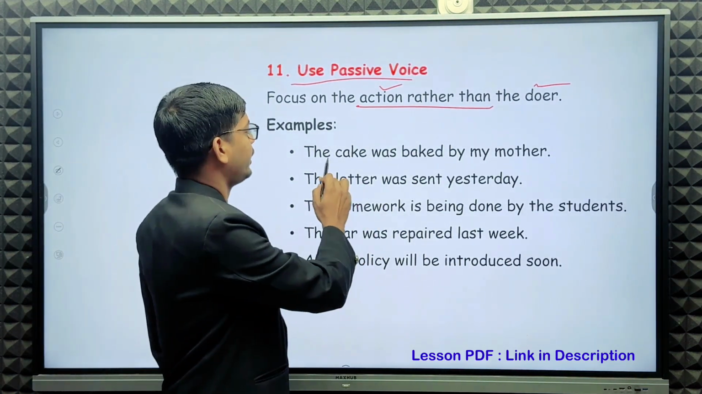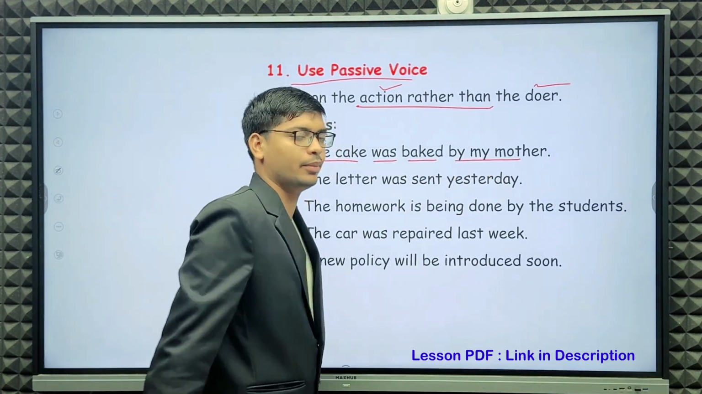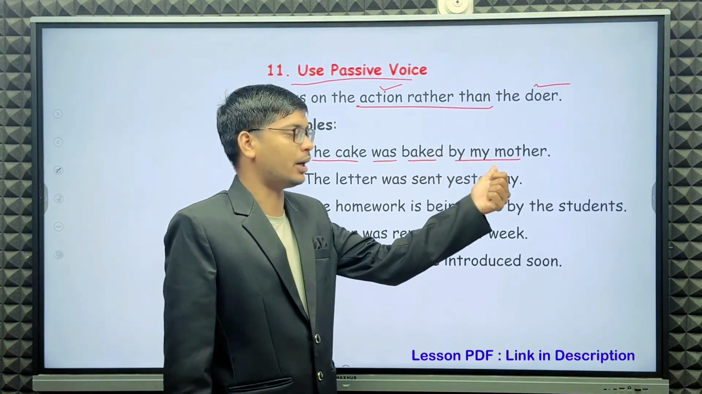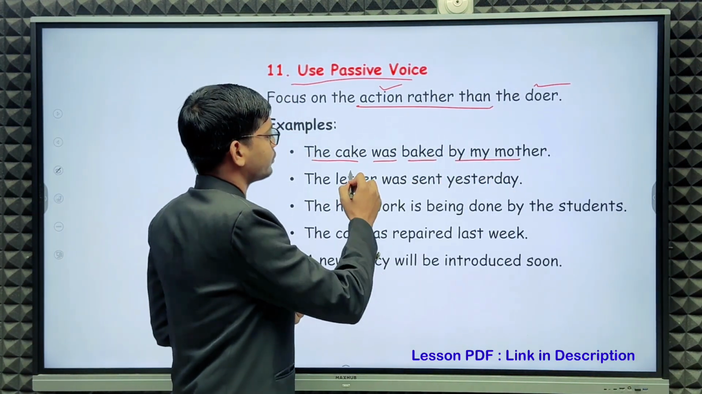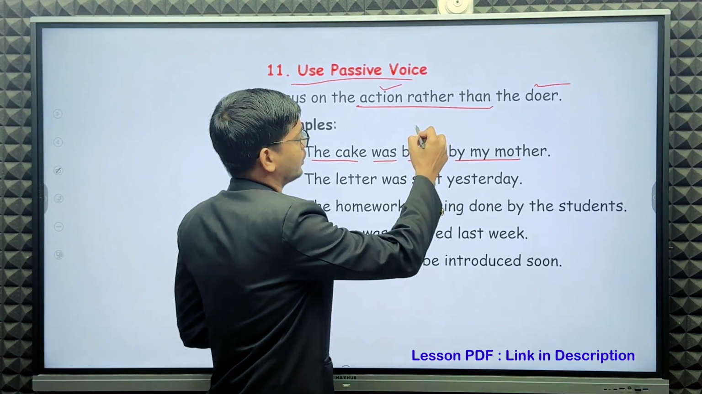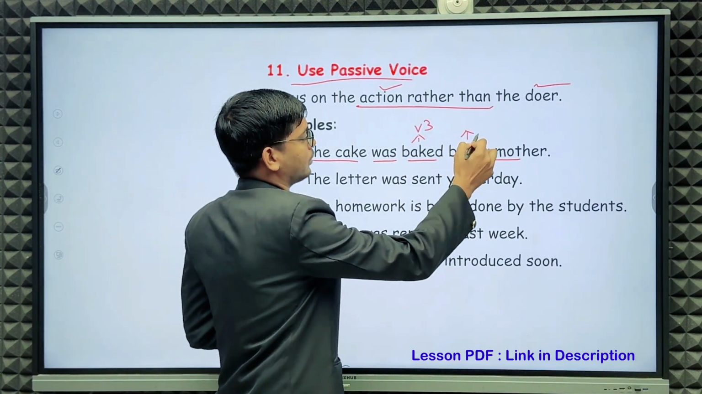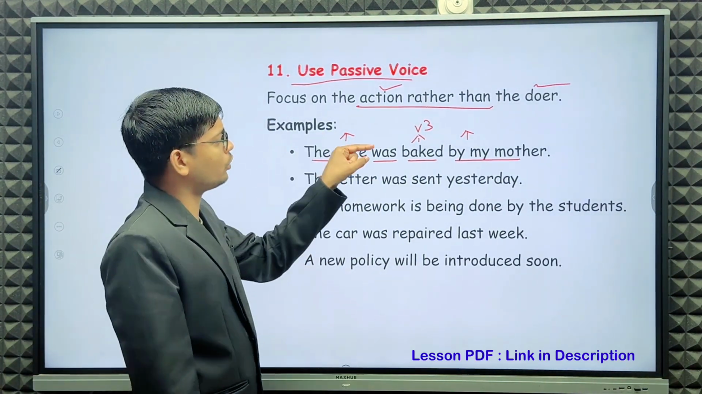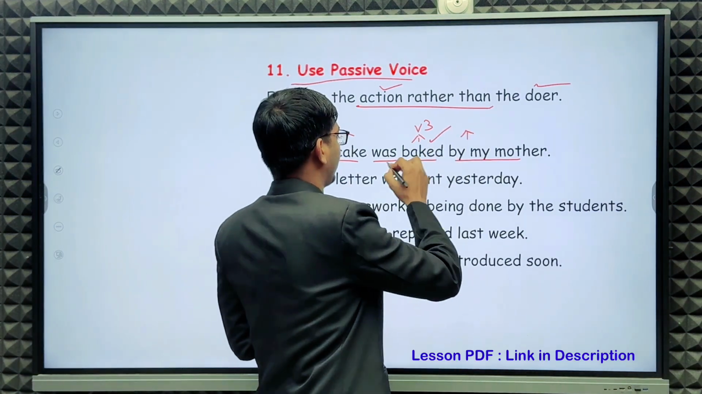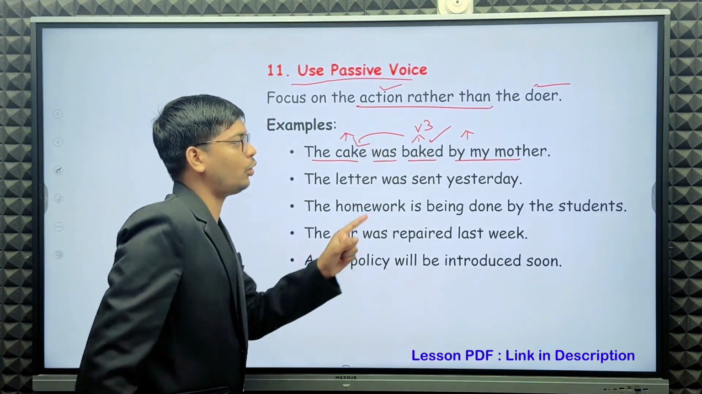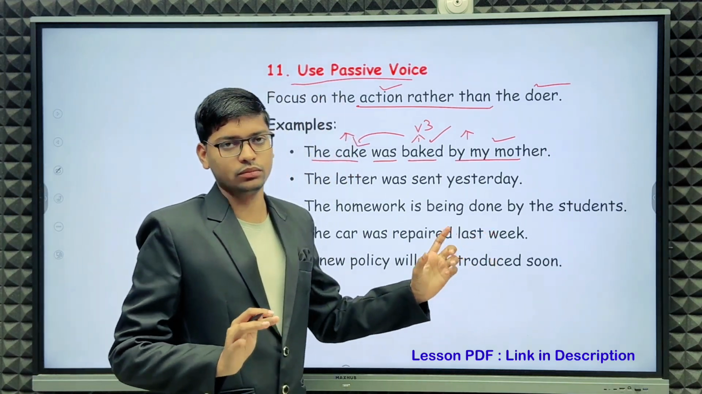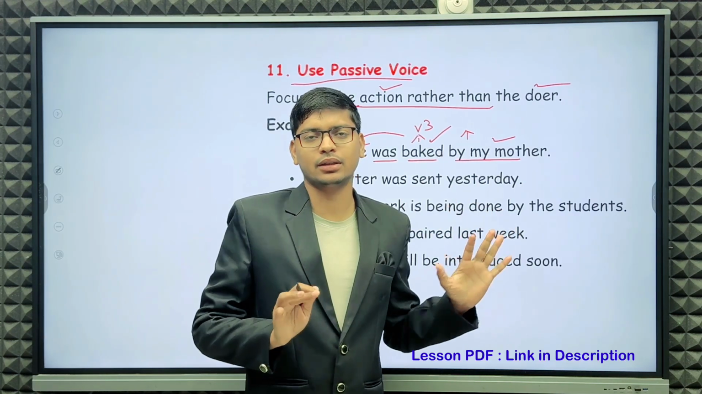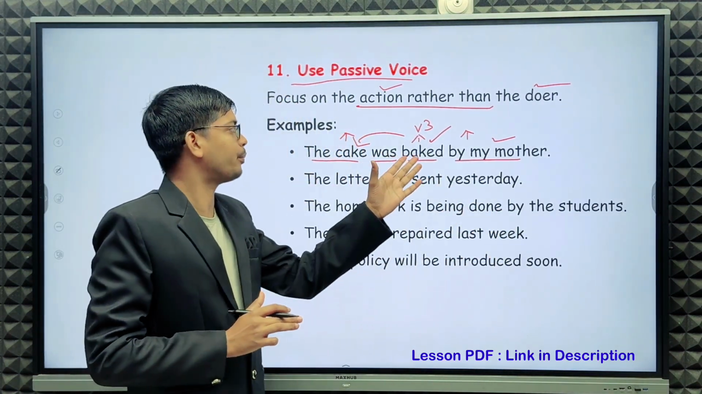Here is an example: the cake was baked by my mother. Here baked is the third form of the verb, by my mother. In this sentence, the focus is on the action. The action is baked, the action on the cake, not the doer. There is also a doer, my mother, but the main focus is on the action.